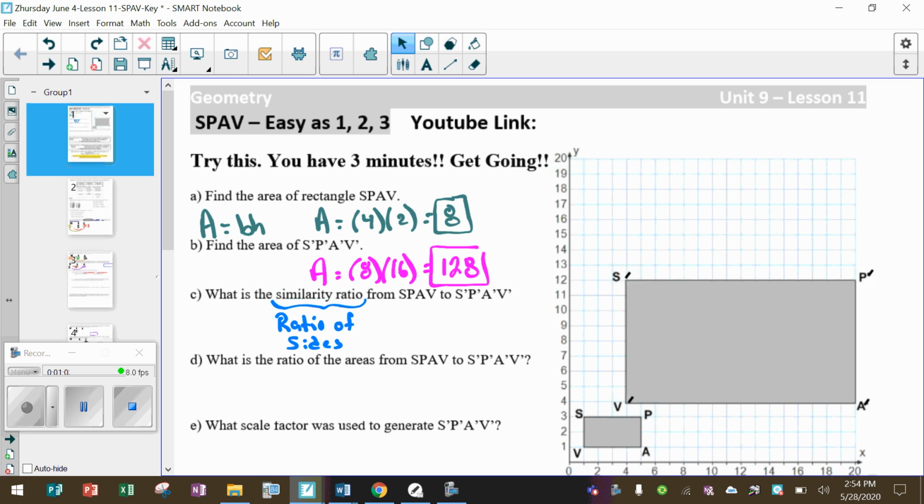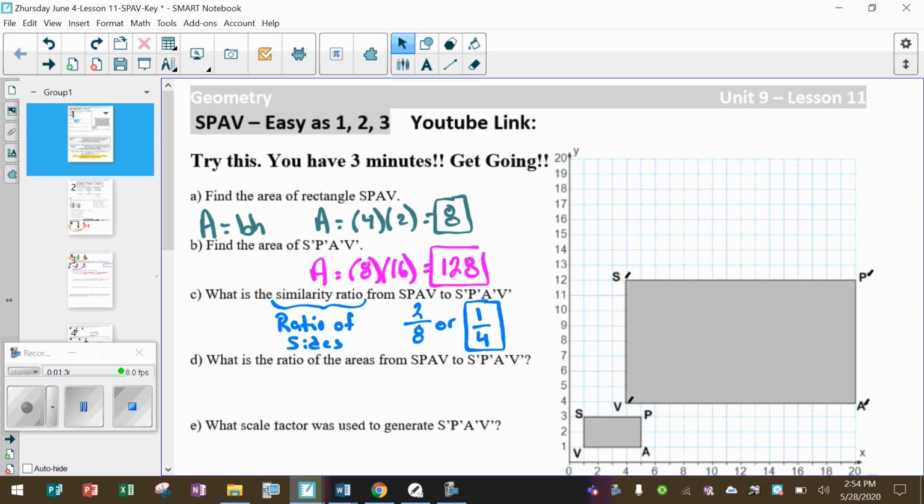And then the ratio of the sides, the similarity ratio, is the ratio of the sides. That's the one-dimensional comparison between the two shapes. So we can use the height of 2 to 8, or we can use the length of 4 to 16. But either way, when we write the ratio, it'll reduce down to 1/4. So that means we used a scale factor of 4 to create the image from the pre-image.